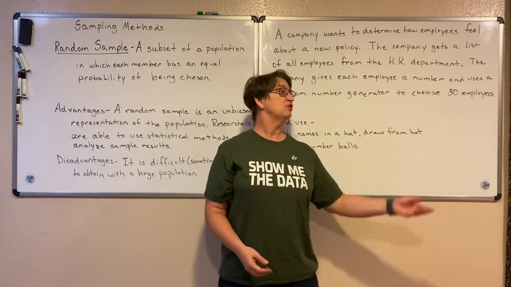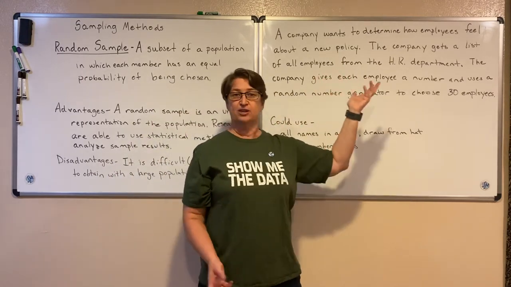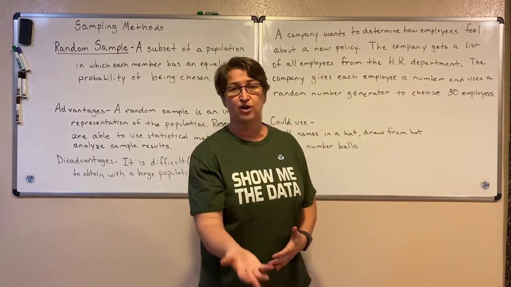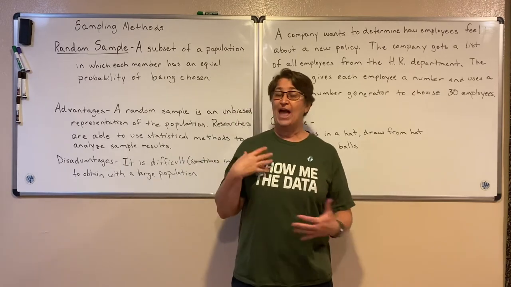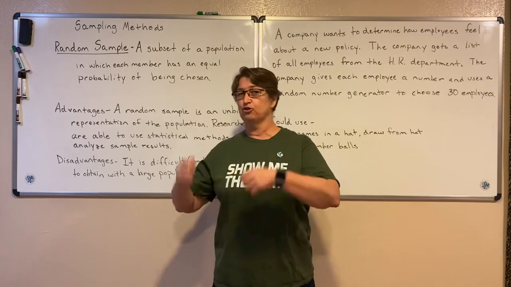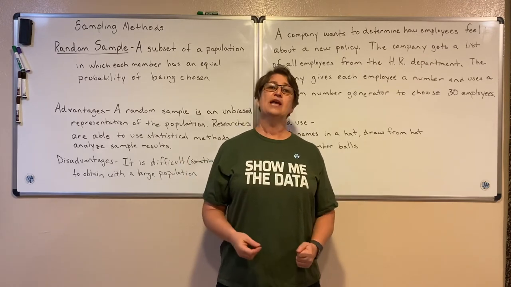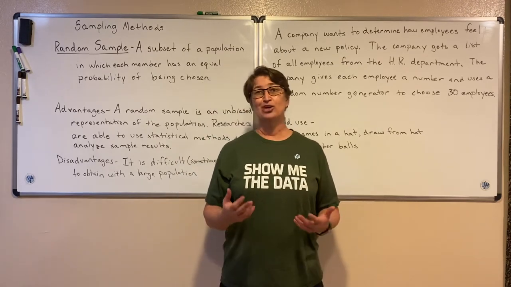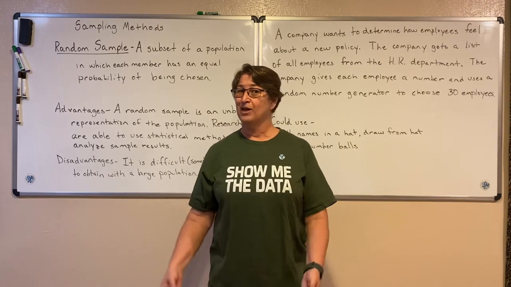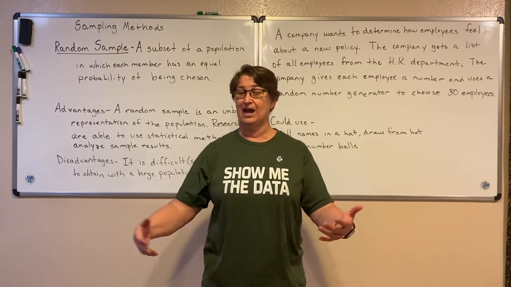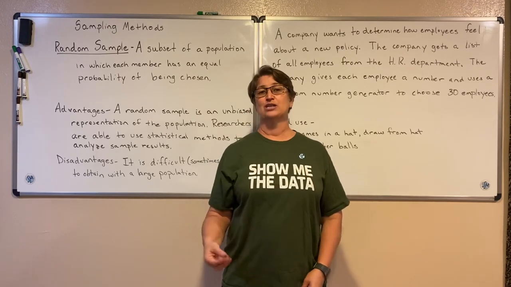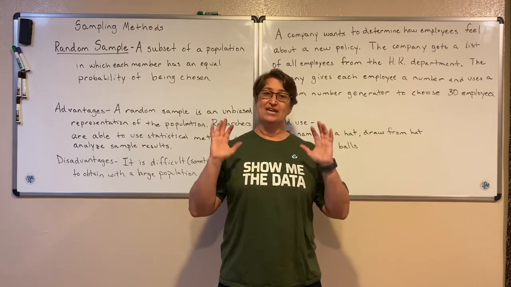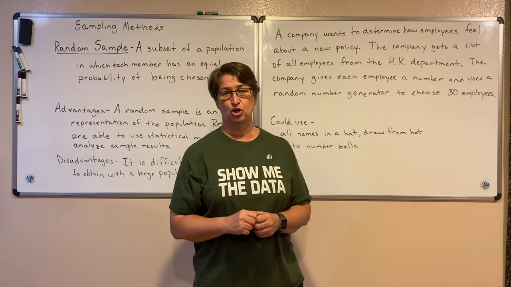But you can see that if I know all of the employees, then I can number all those employees. Or if I wanted data from all of my students, I could give numbers to all my students. Or if I had an orchard, maybe I could number all the trees in my orchard and let the number generator choose which trees. But if I'm looking at fish in a lake, I can't number all the fish in the lake. I don't know what fish are out there. So I can't actually get a random sample of the fish in the lake. I need to find a new way to have an equal chance of those fish being chosen.